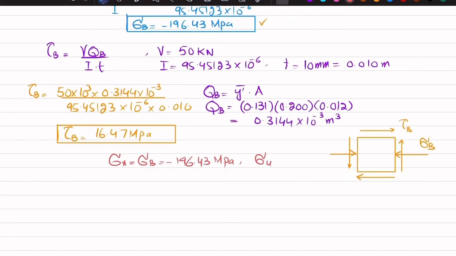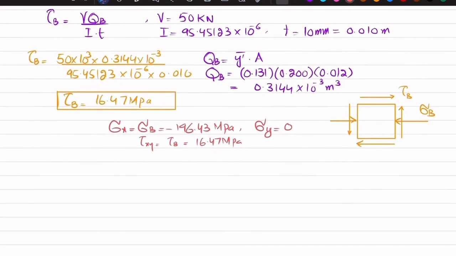Sigma y here is not available, so it will be equal to 0. And tau of xy, which is the shear stress at point B, is equal to 16.47 megapascal. Now we have to calculate the principal stresses, which are the maximum stresses, sigma 1 and sigma 2.